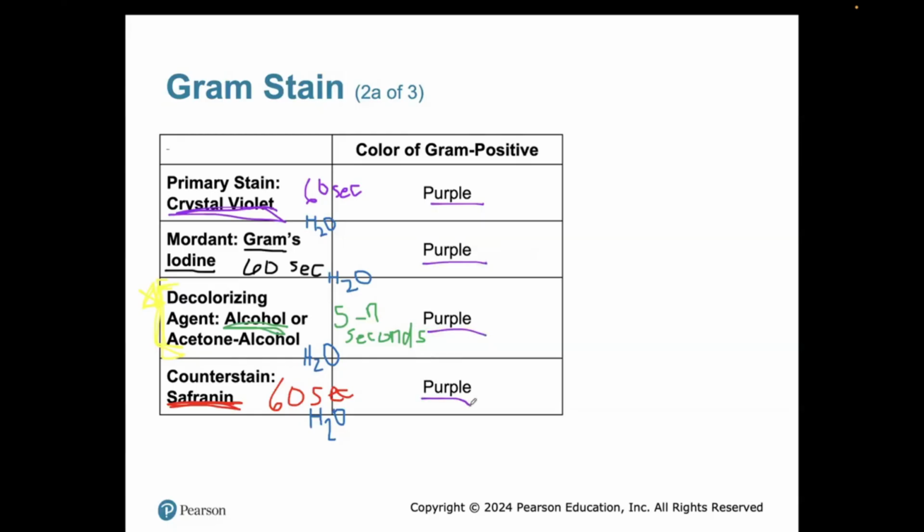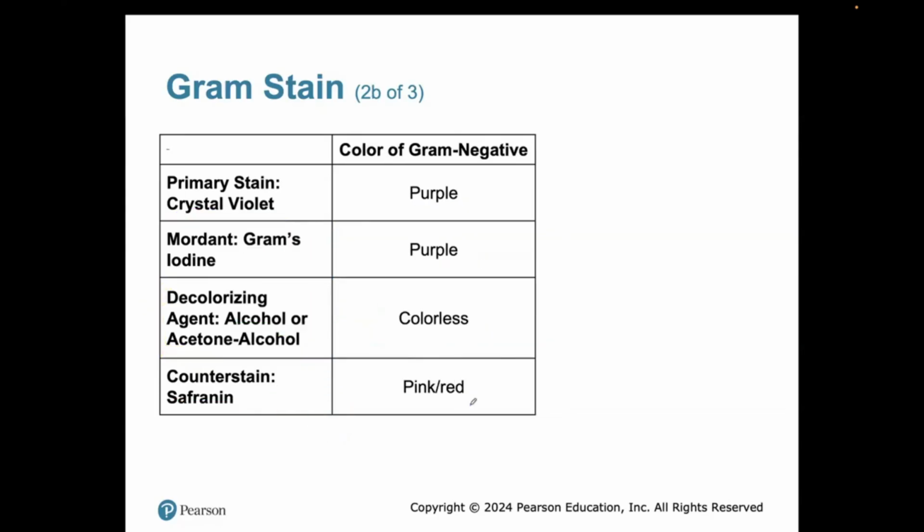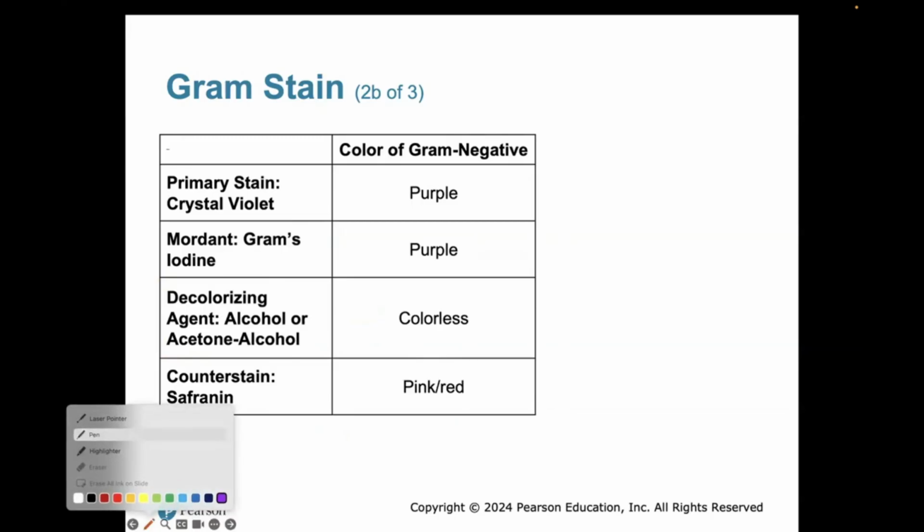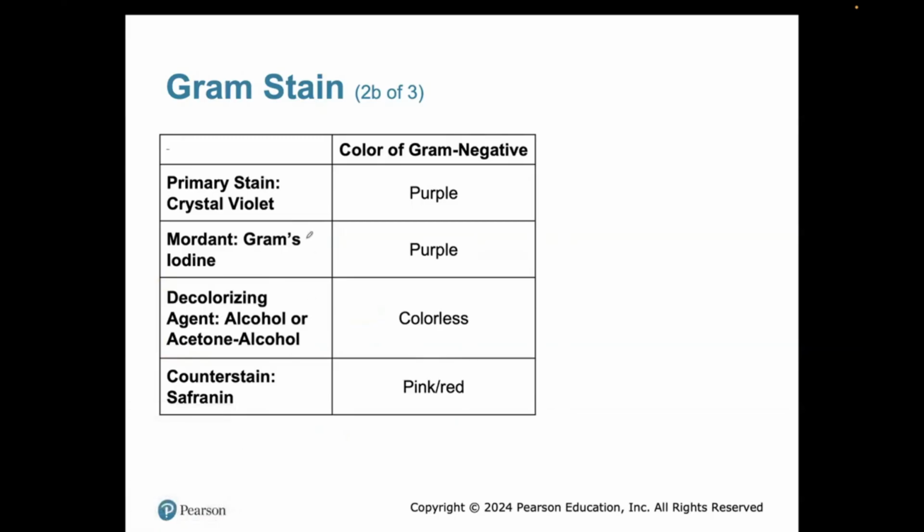Spectacular, right? For our gram-negative bacteria, we have the same reagents. Once we add the crystal violet, it's going to be purple or violet. Then you add your Gram's iodine, and the color is still purple for the gram negatives.